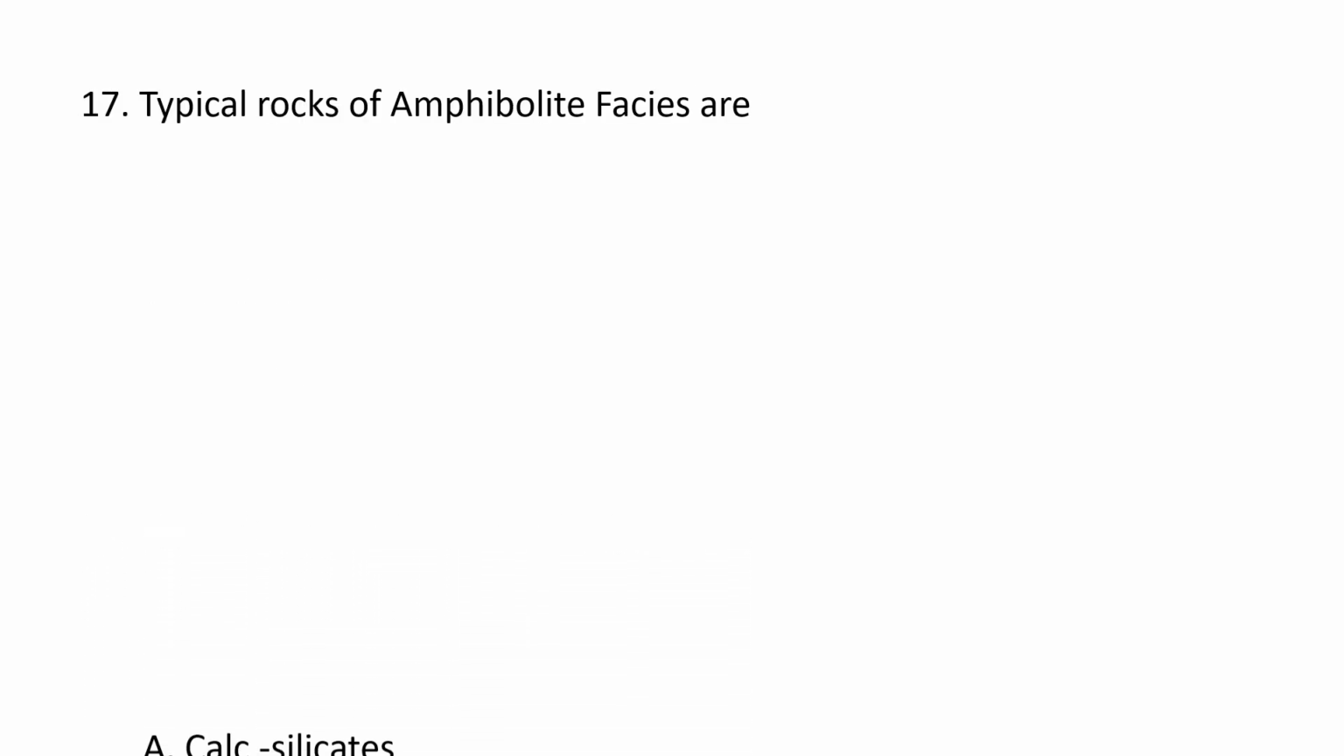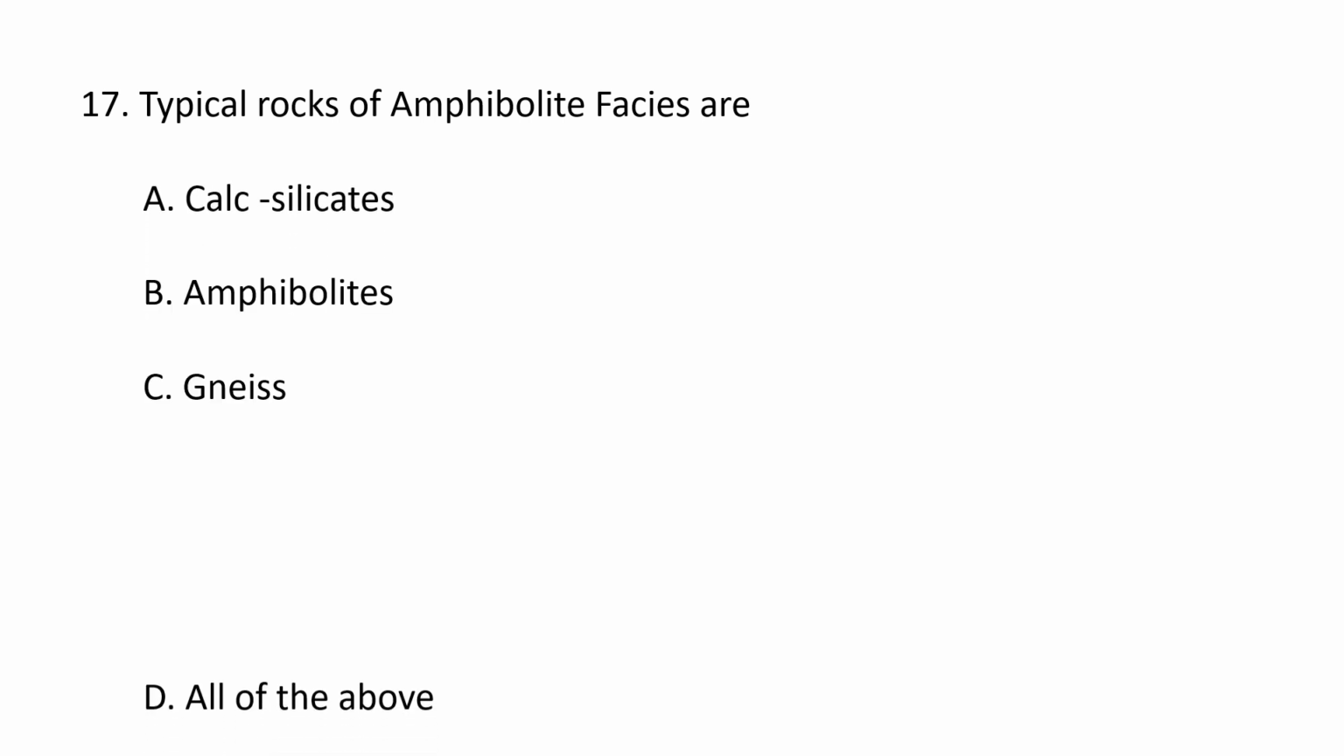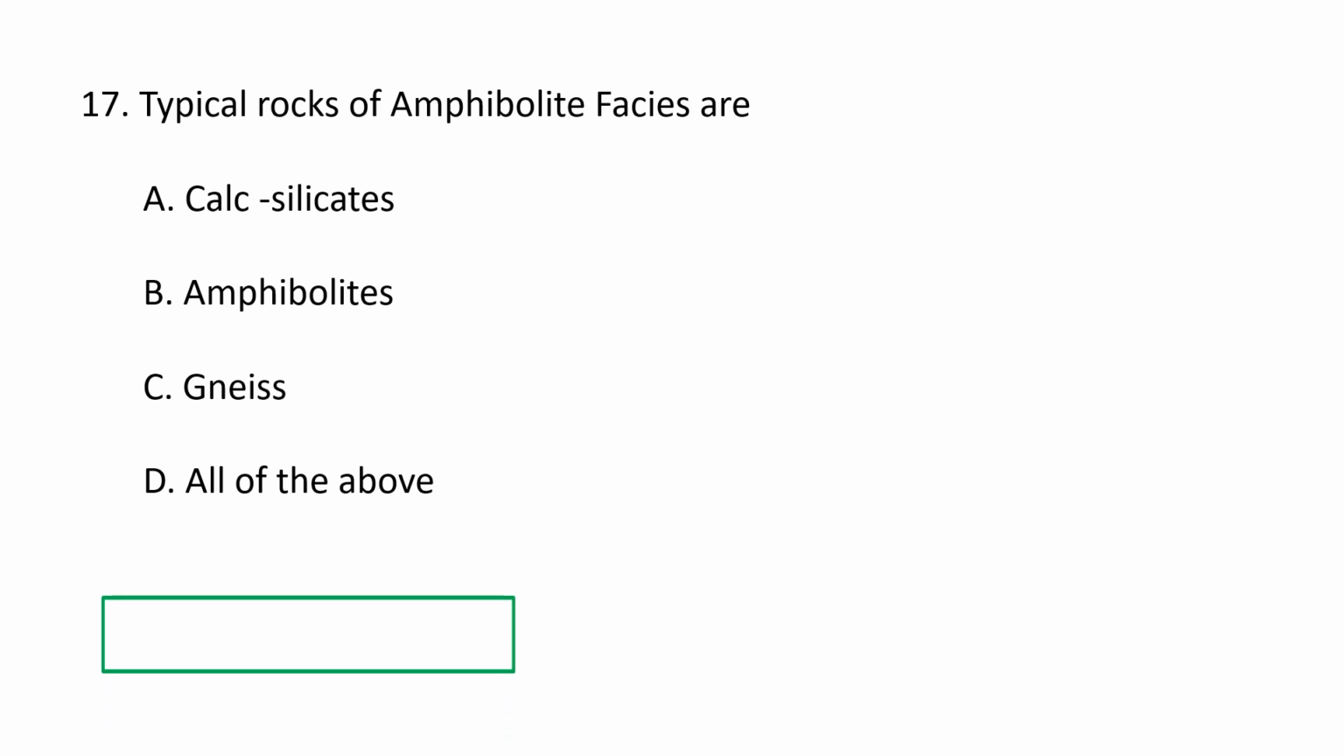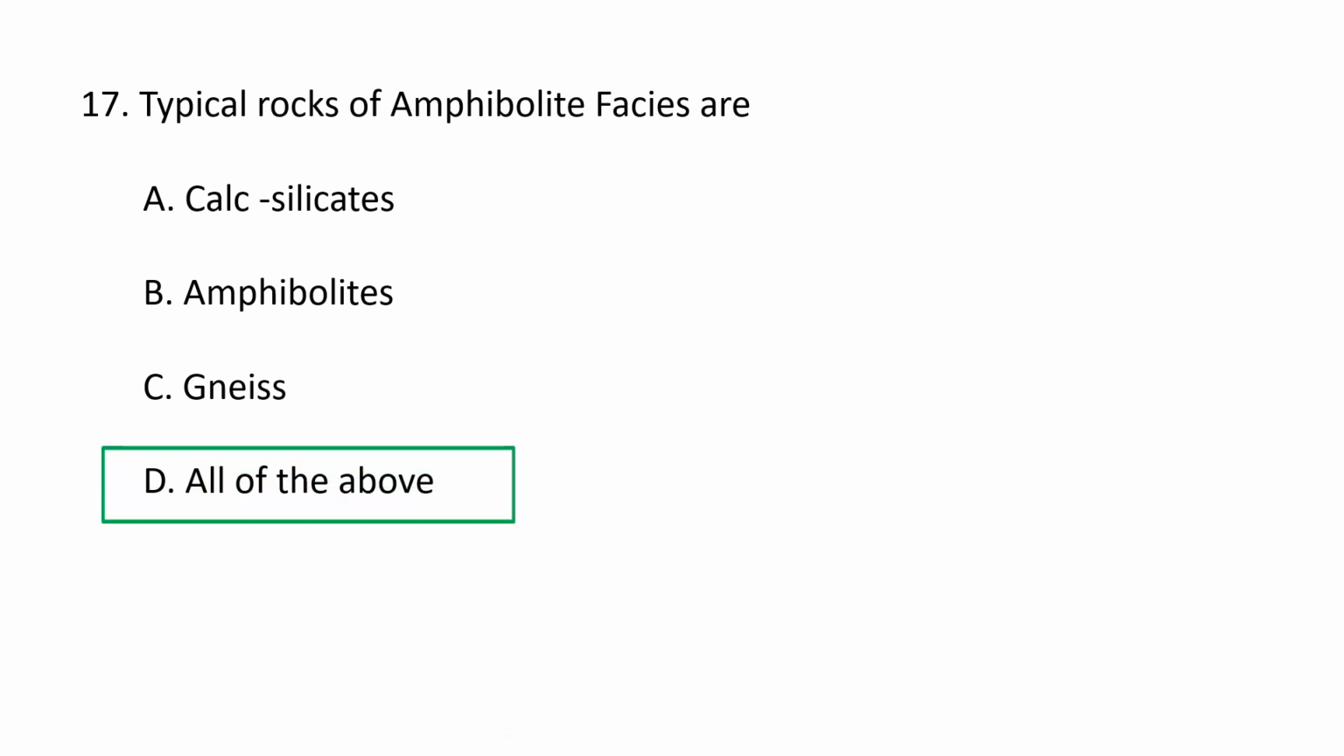They are characteristic of greenschist facies. Next question. Typical rocks of amphibolite facies are: A. Calc silicates, B. Amphibolites, C. Gneiss, and D. All of the above. So typical rocks of amphibolite facies are calc silicates, amphibolites, and gneiss. So D. All of the above is the correct option.